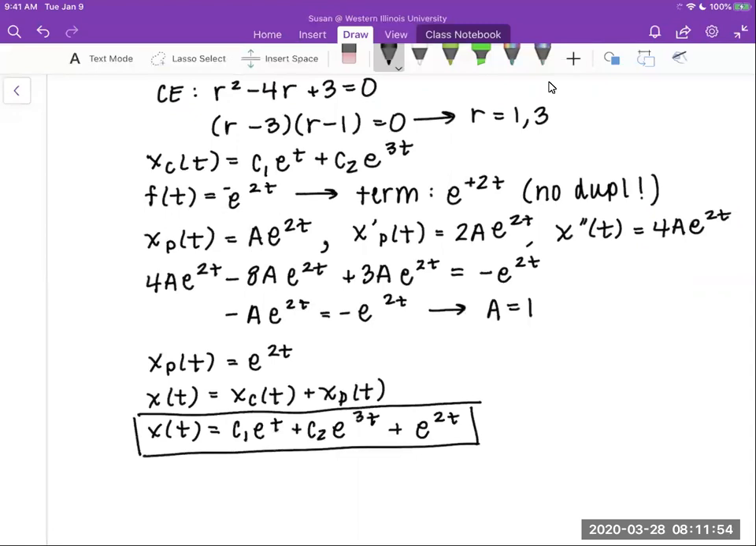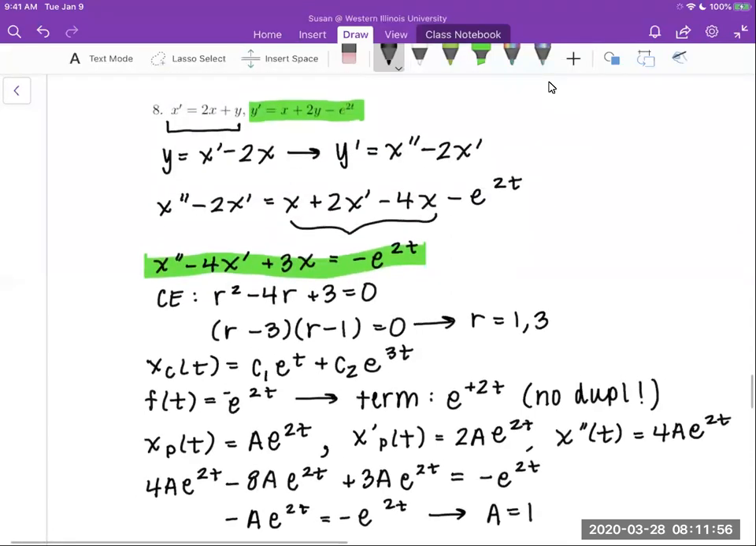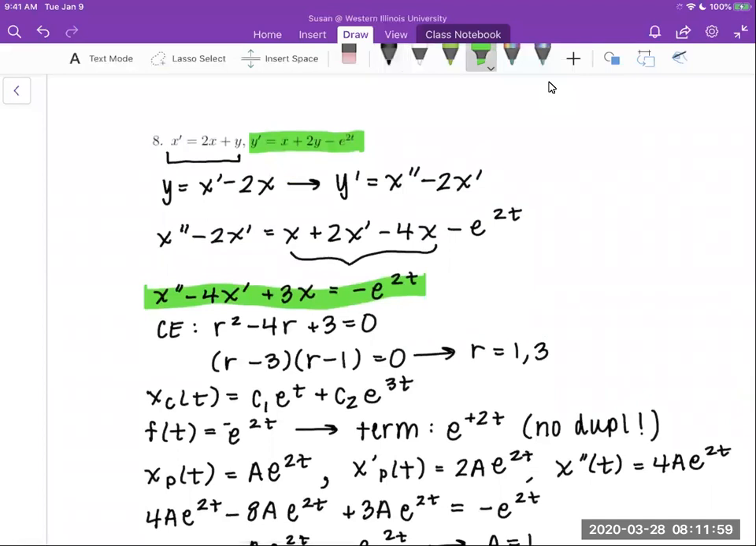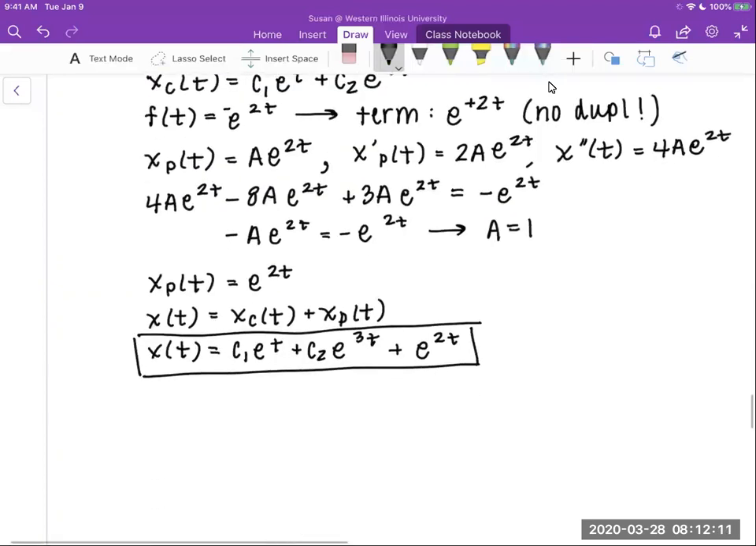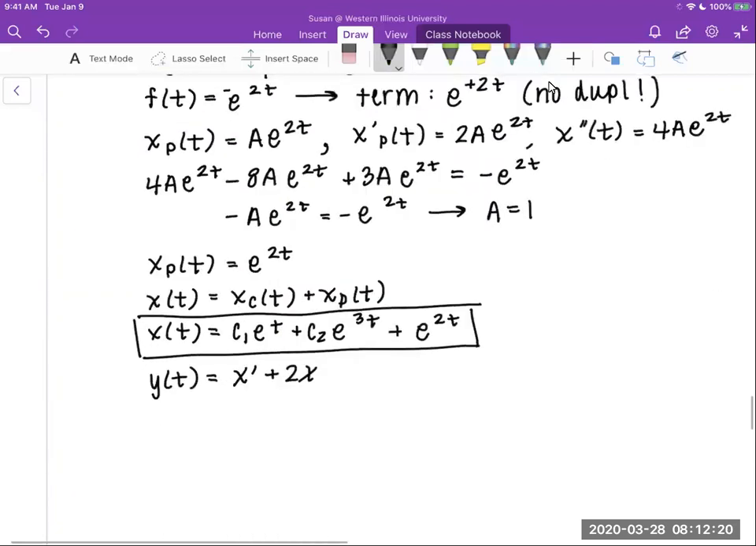And now we'd like to find y. So again, coming back up here, I'll highlight in a different color. Looking back up at our expression for y, we know how y relates to x in its first derivative. So let me just copy that expression down below. Y equals x prime minus 2x. Okay, make sure I got, nope, should be minus. Wanted to double check.